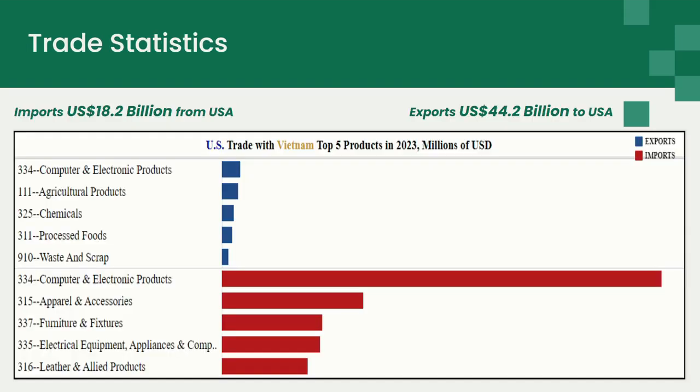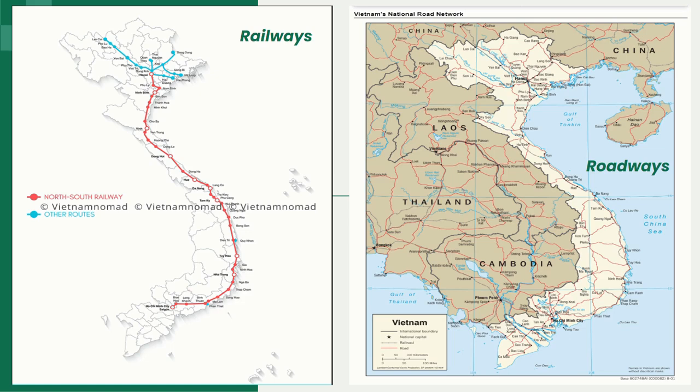Next, we have the trade statistics, like imports and exports of Vietnam with the US. Major ones are computers, agriculture products, chemicals, waste, scrap, leather, and allied products. Vietnam imports around 18.2 billion US dollars and exports around 44.2 billion US dollars.